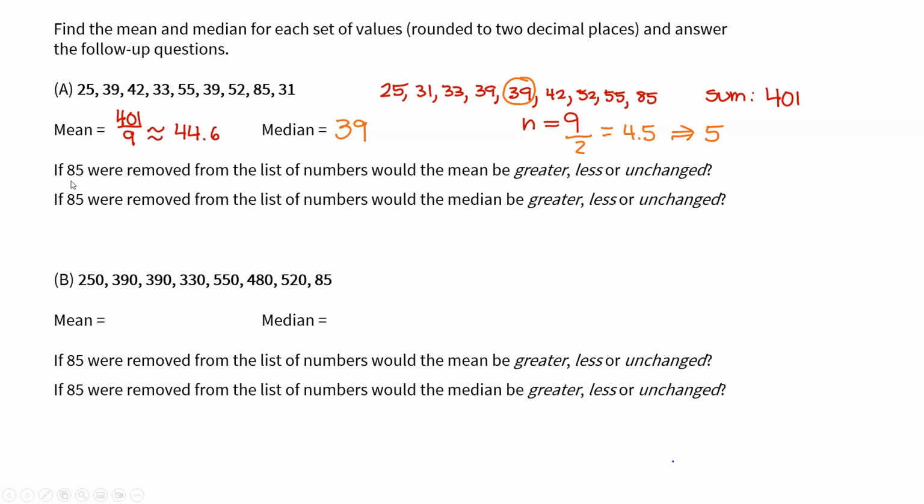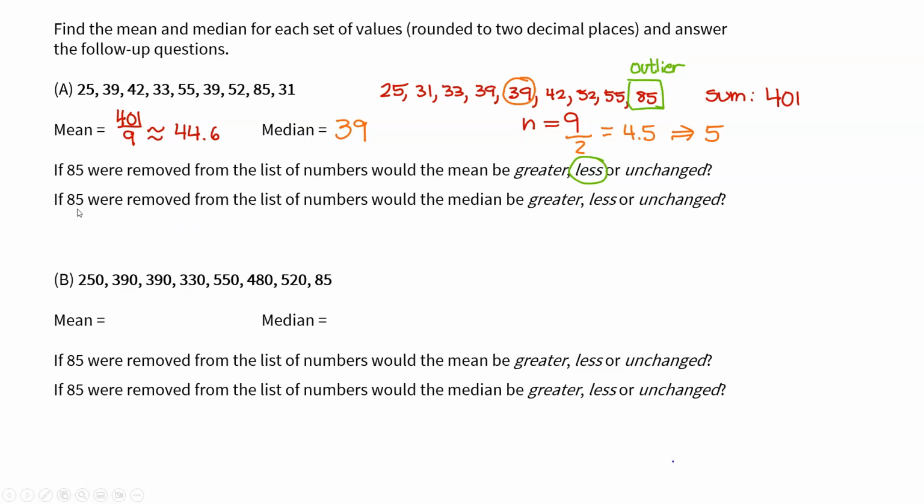Now, you're asked here, if 85 were removed from the list of numbers, would the mean be greater, less, or unchanged? Well, you can see here 85 is certainly much bigger than most of the other values. It's an outlier. There are ways of testing for outliers, but you really don't go into it too much in this course. An outlier that's much bigger than most of the other values is going to tend to pull the mean greater. So if you remove this, the mean should decrease, so it should definitely be less.